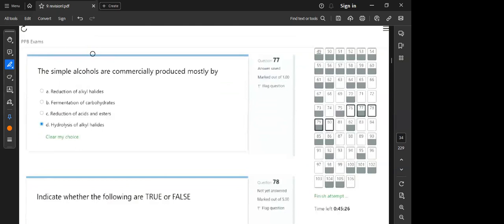Sasa amekwambia urudie. Nice. So simple alcohols are commercially produced mostly by reduction of aldehyde halides, fermentation of carbohydrates, reduction of acids and esters, hydrolysis of aldehyde halides. Chapa, najua tu mtaninyamazia.